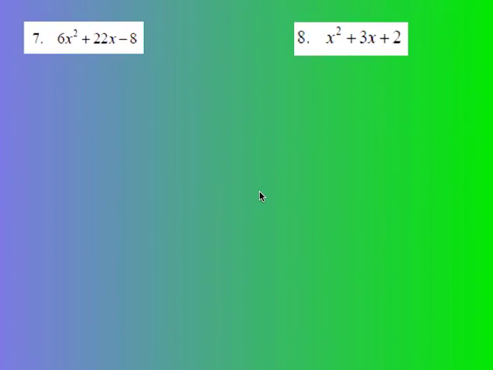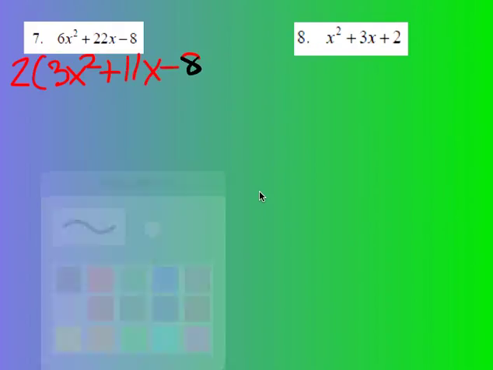Now, let's take a look at number 7. So first of all, looking at number 7, I noticed that 2, 22, and 8 are all divisible by 2. So I'm going to go ahead and take out a greatest common factor of 2. So that gives me 2x squared plus 11x minus 8. So by taking out the greatest common factor, I'm going to actually have a smaller number to deal with, which I really appreciate, okay?